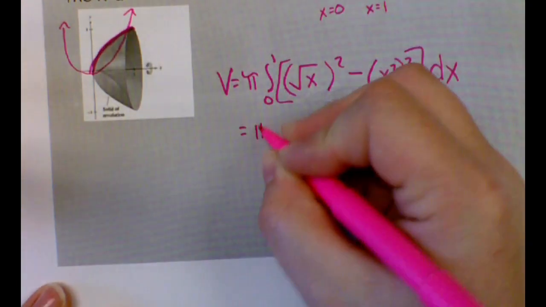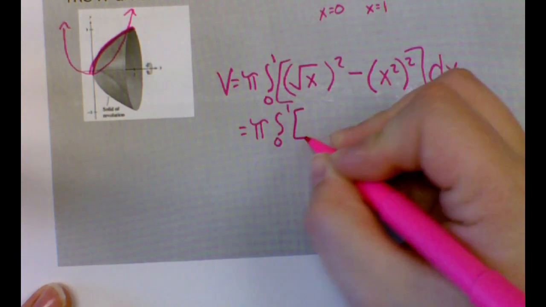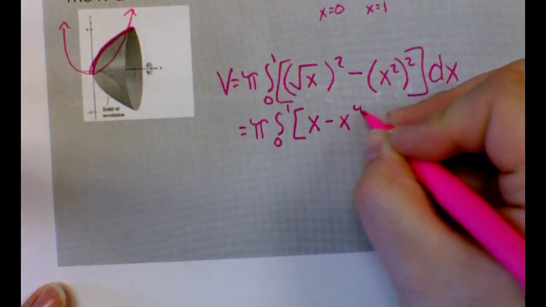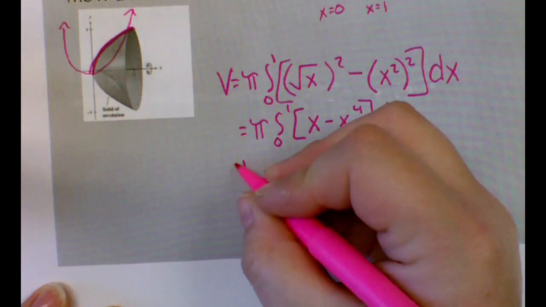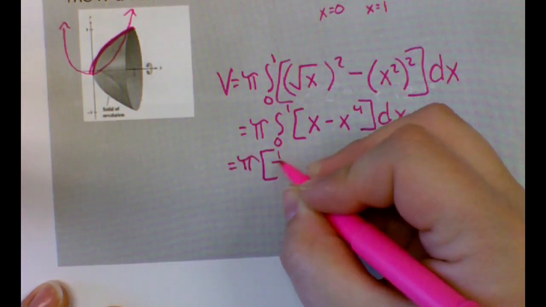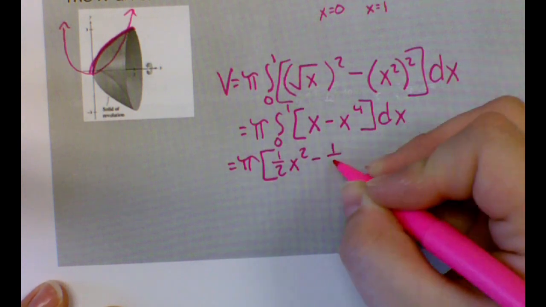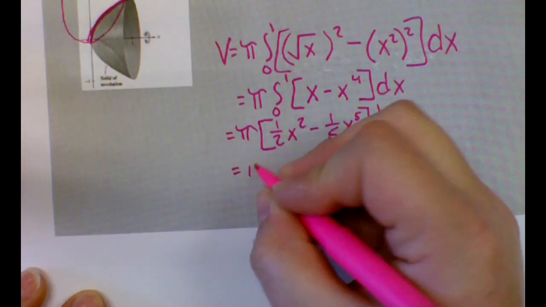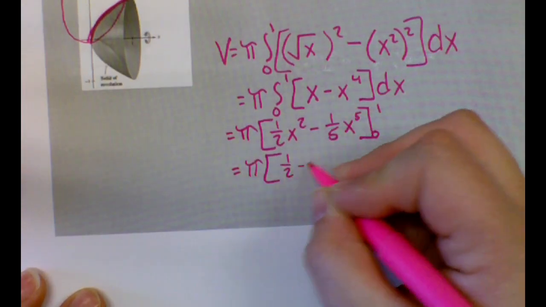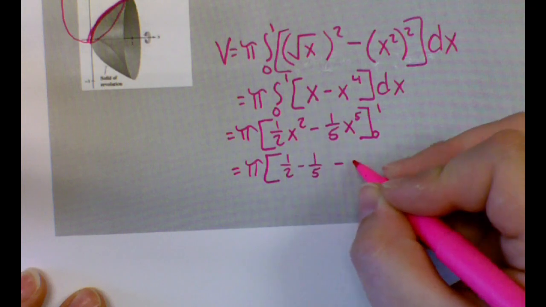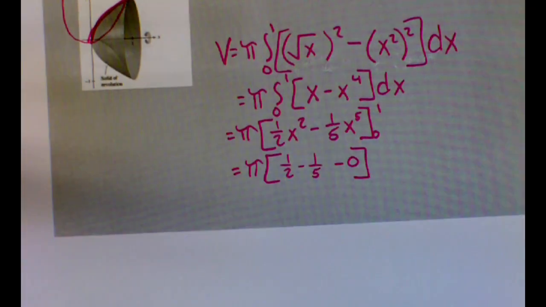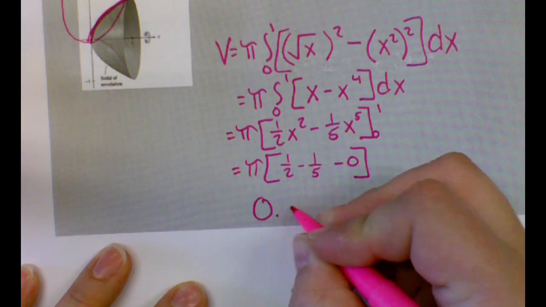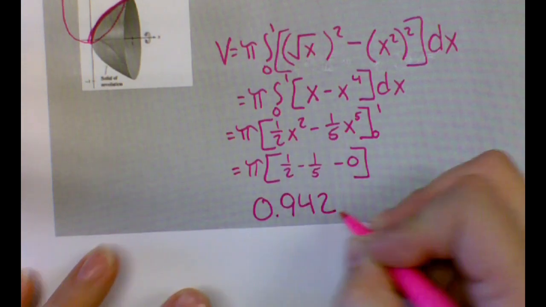And now we just follow our basic integration techniques. We have x minus x to the 4th power dx. So that's pi times 1/2 x squared minus 1/5 x to the 5th power from 0 to 1, which is 1/2 minus 1/5 minus 0. So 1/2 minus 1/5, and then times pi. We get a volume of 0.942.